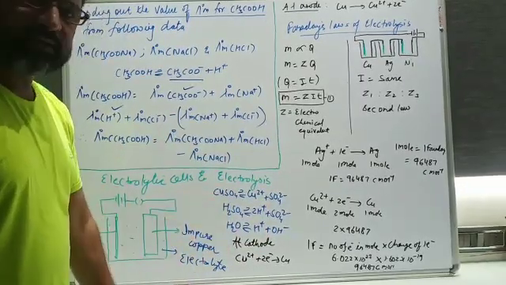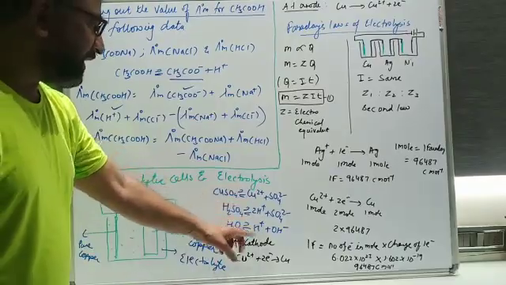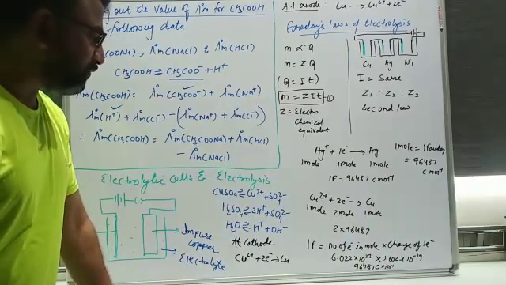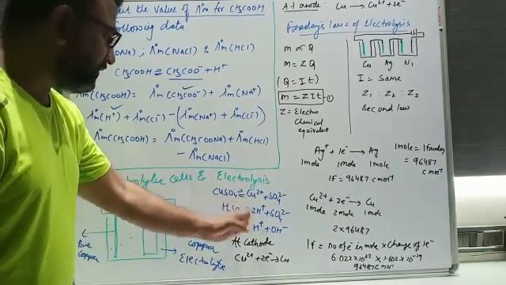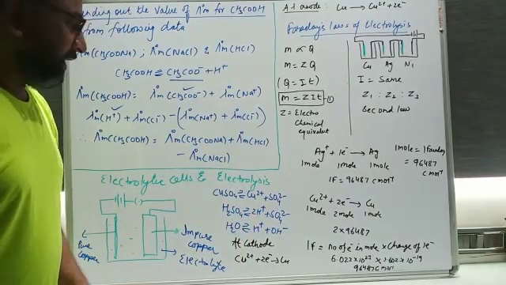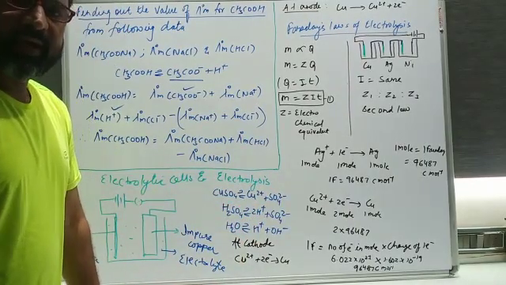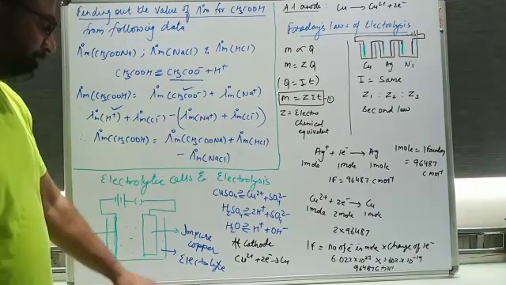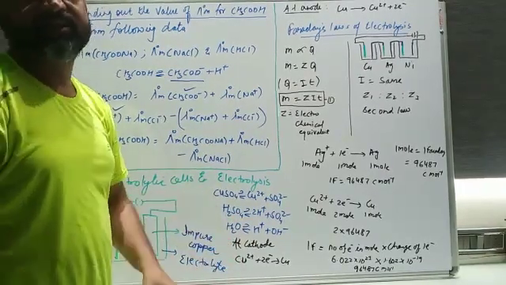But now when you pass the current, what happened? The cations will migrate to the cathode and anions will migrate to the anode. Is it clear, students? So here copper and H+ ions will migrate to the cathode, and SO4 and OH- will migrate to the anode. Clear, students? So now what will happen when these reach the cathode?